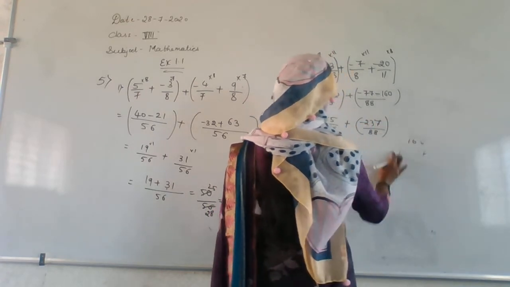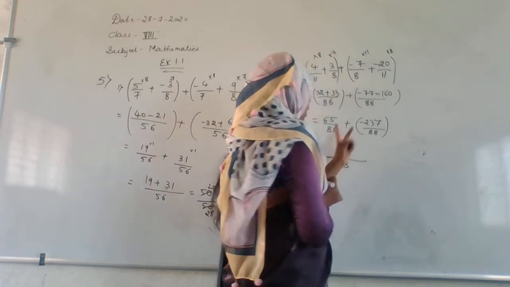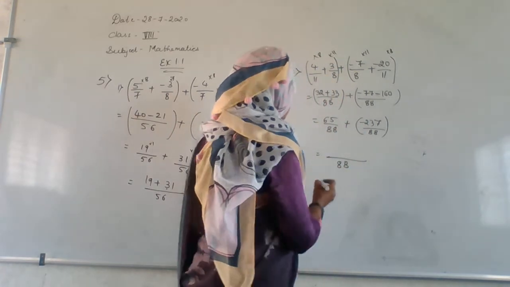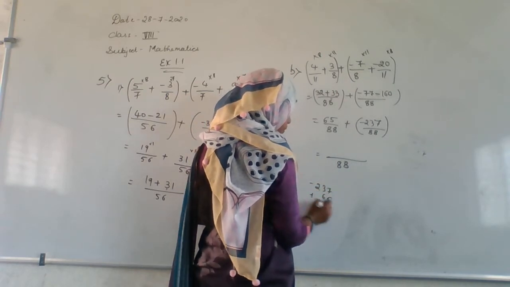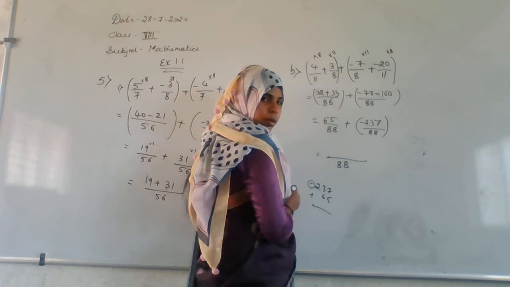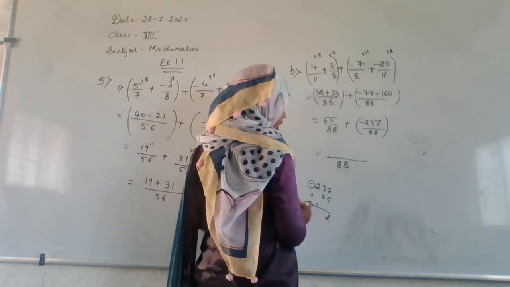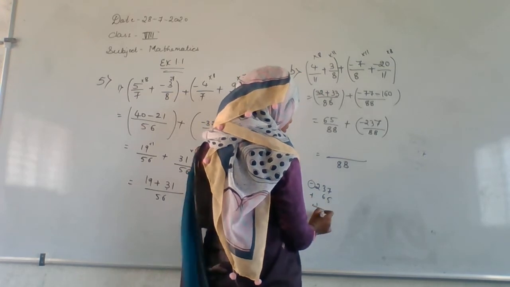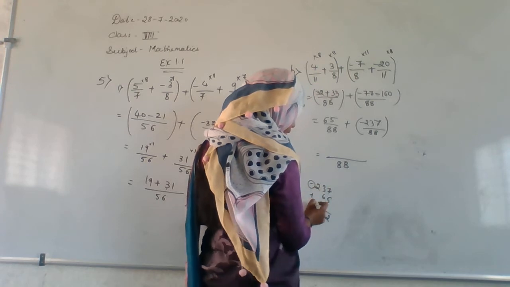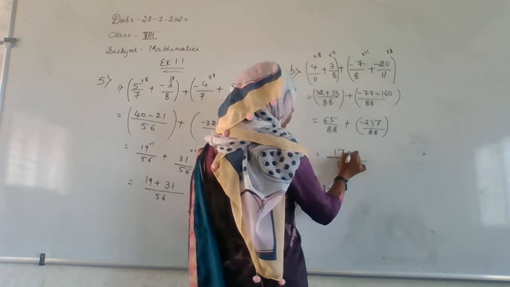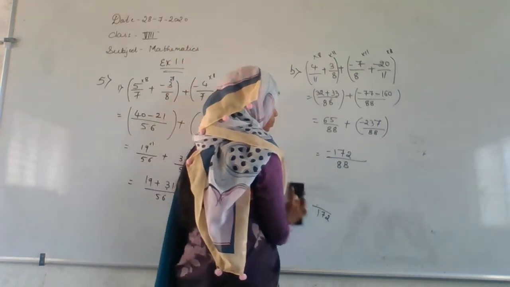And the next, here again 88, and we are doing the addition, minus 237 plus 65, but we are performing the subtraction here: 7 minus 5 is 2, 13 minus 6 is 7, and 2 minus 1 is 1, so 172, that is minus 172.